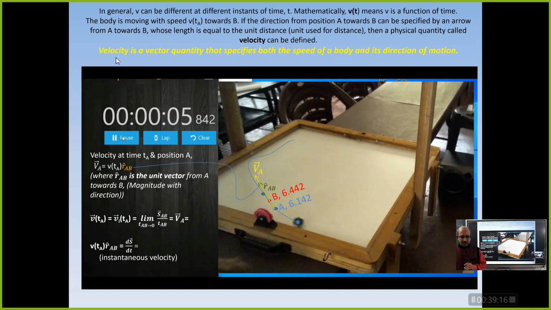Now what do I do here? See, here you can see the green arrow below the yellow arrow. Can you see the green arrow below this yellow arrow? Yes.